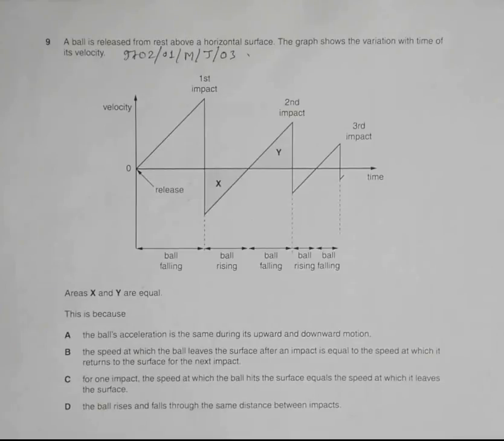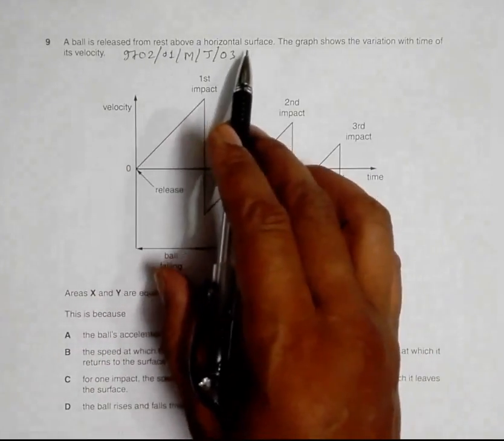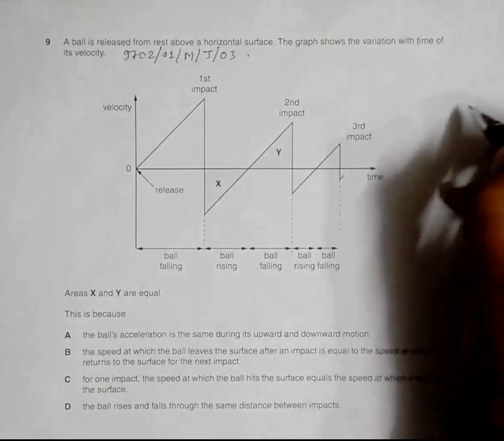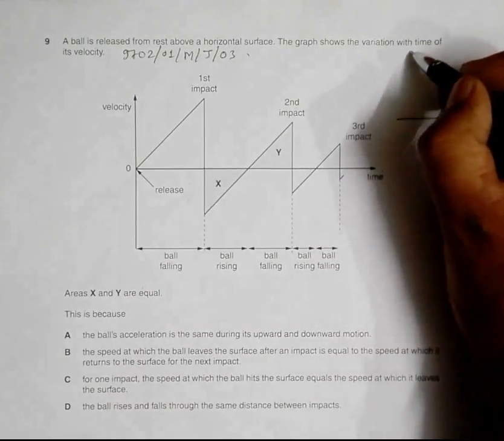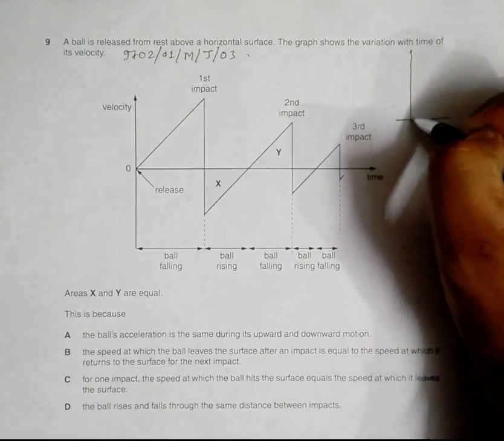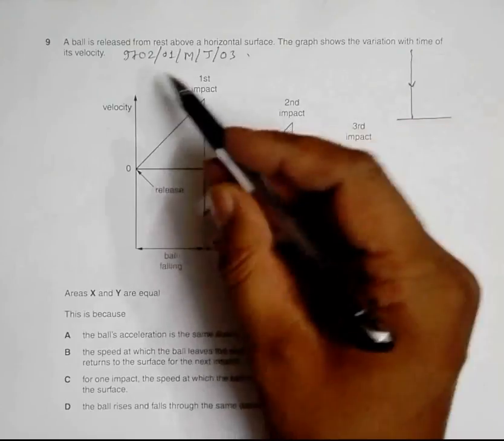Hello folks, this is the question of 2003 May-June paper 1 and the question number is 9. It says that a ball is released from rest above a horizontal surface. So if we have a horizontal surface here, the ball is released from rest. From here it comes here. The graph shows the variation with time t of its velocity.